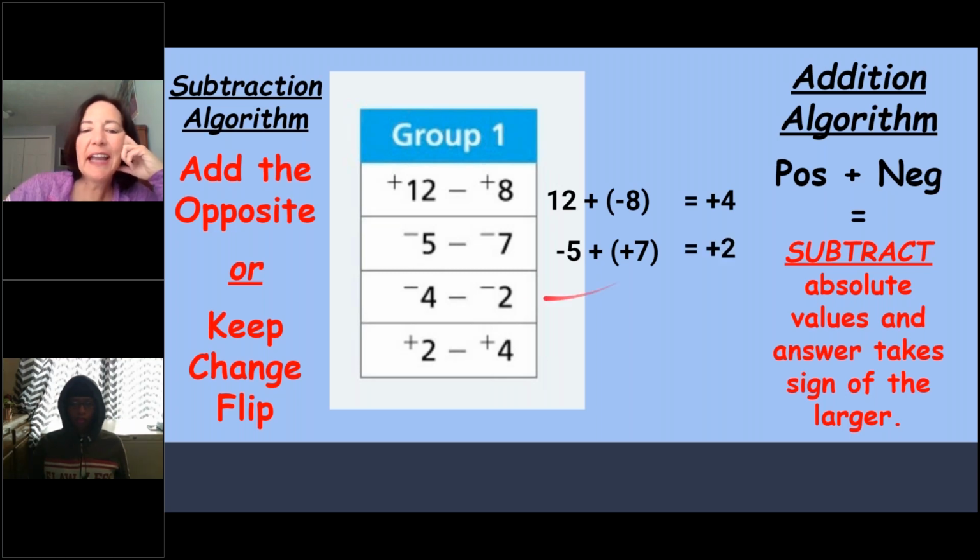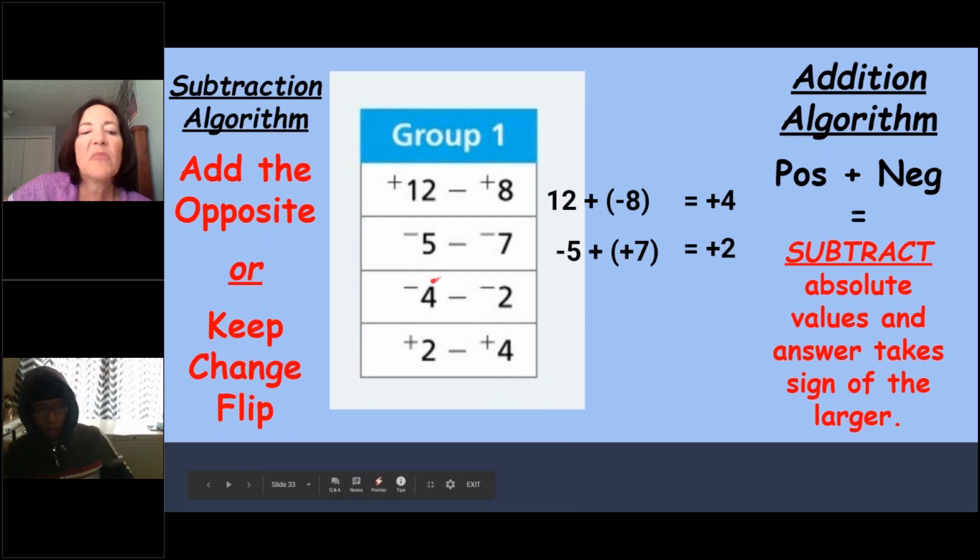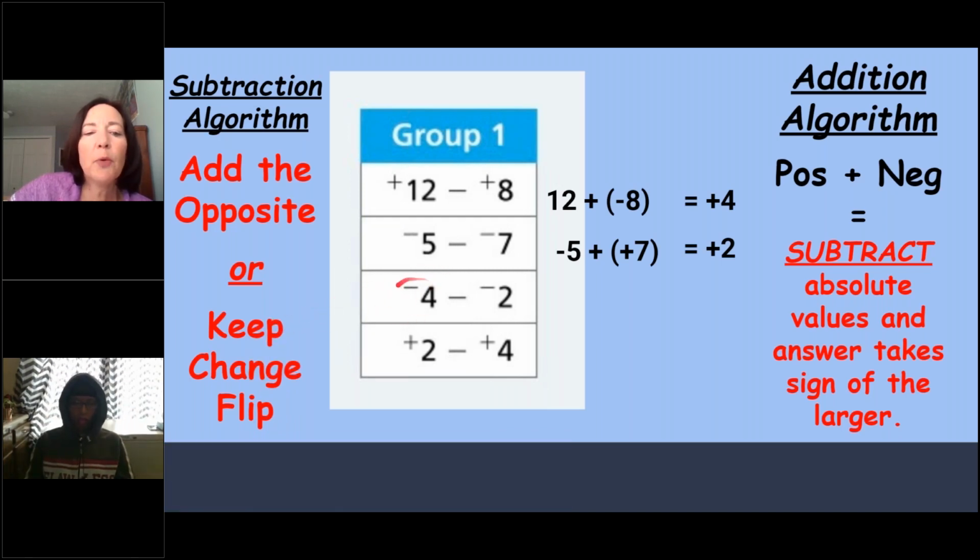Perfect. Okay, let's try this one. This is really tough. That's why I said this was such an important lesson, because these skills are difficult for everybody. Okay, -4 minus a -2. Help me rewrite that one, but this time I want to change our wording just so you can see which one sticks with you. This time we're going to say keep, change, flip. Keep means you always keep the starting point the same. Change means you change subtraction to addition. And flip means you flip to the opposite. So rewrite this one using keep, change, flip, which is the same as add the opposite.